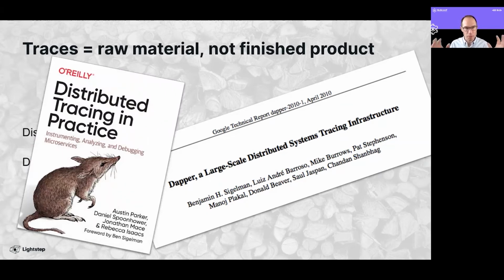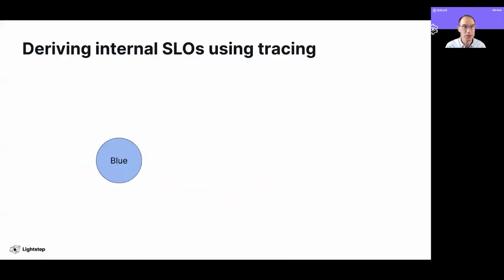Okay, so remember, telemetry is the raw material, not the finished product. Let's talk about a product that we can build using that raw material. Let's talk about deriving internal SLOs using that tracing data. So I'm going to work through an example here, and the idea is that you and I work on this blue service here, and I'm going to fill in a bunch of the picture around this, but we're trying to figure out an SLO for our service.